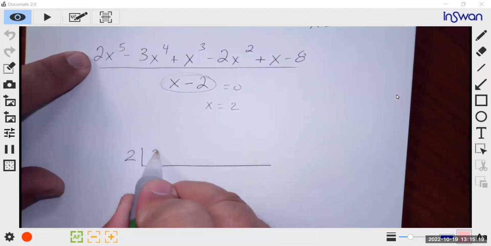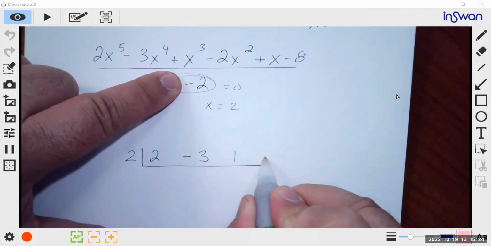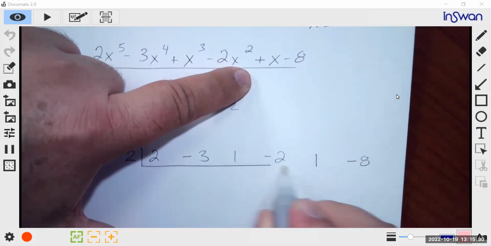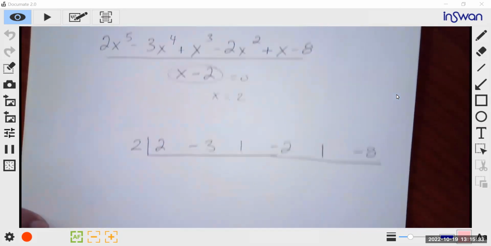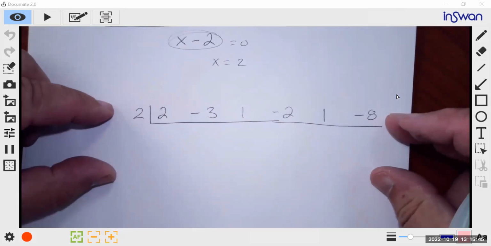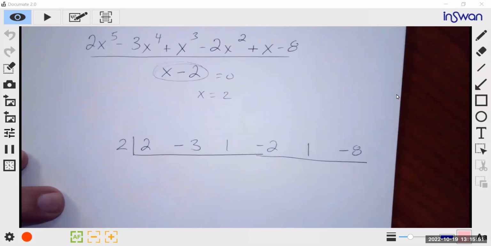So for the first one, it's 2, then -3, +1, -2, +1, -8. Remember all the space that long division took? This is all the space it's going to take. Wait, isn't it negative one? Never mind. That's what it was. No, +1. All right.